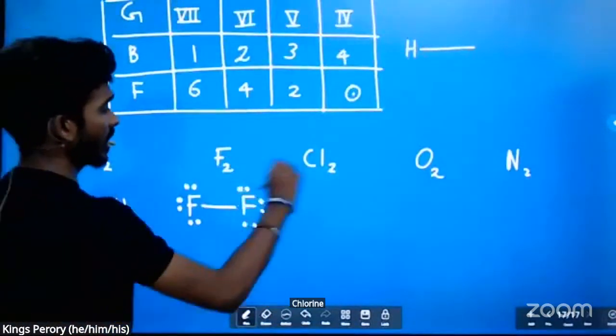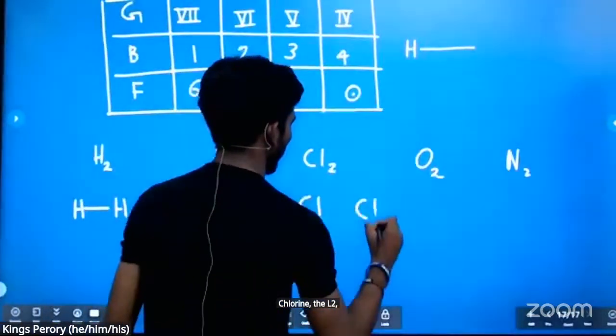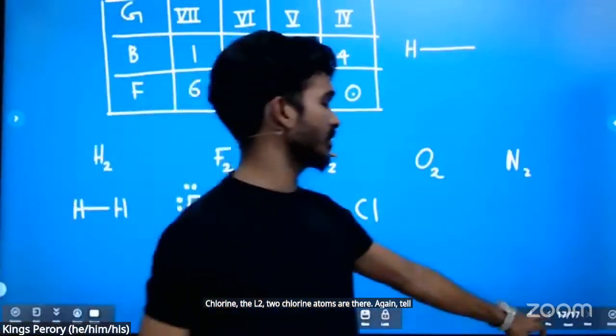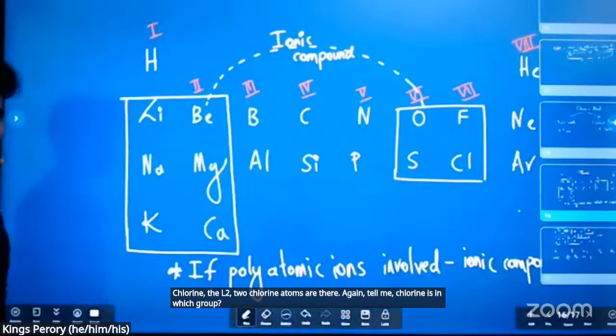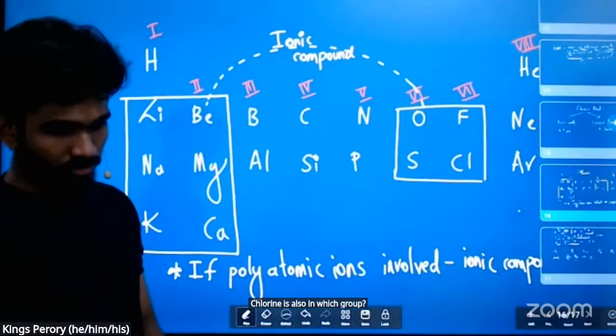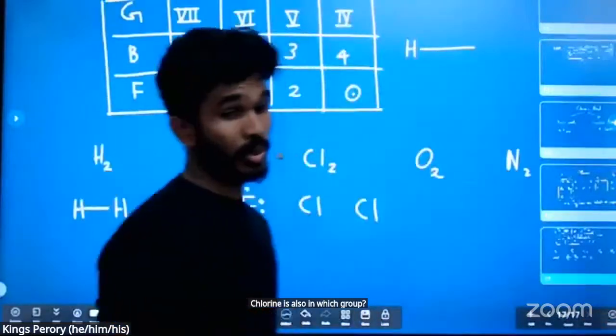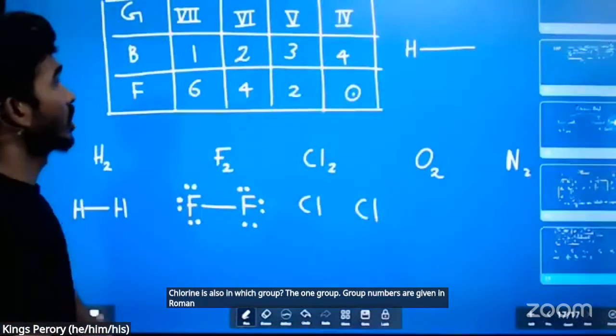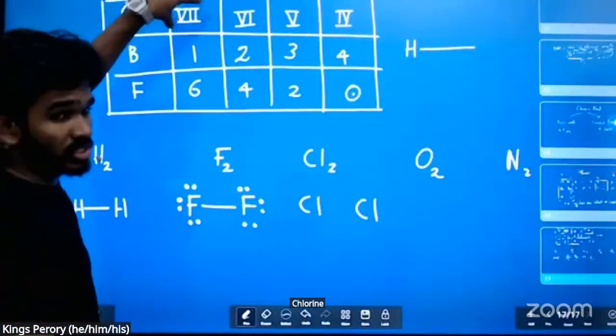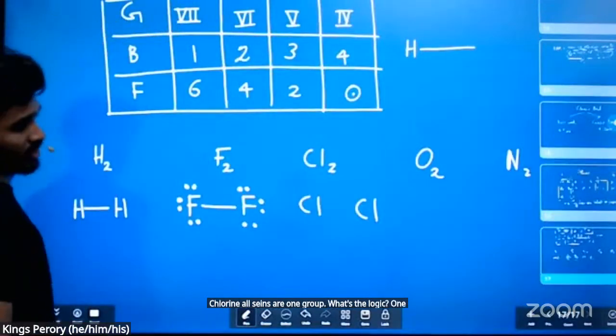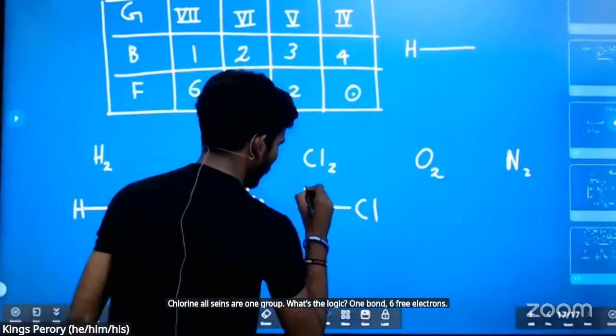Chlorine, Cl2. Two chlorine atoms are there. Again, tell me, chlorine is in which group? Seventh group. Group numbers are given in Roman numerals. Chlorine is also in the seventh group. What's the logic? 1 bond, 6 free electrons.